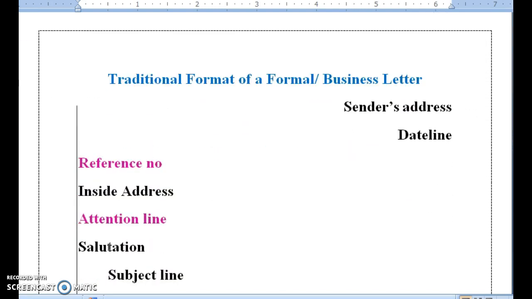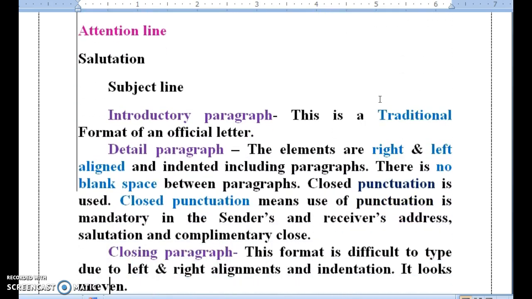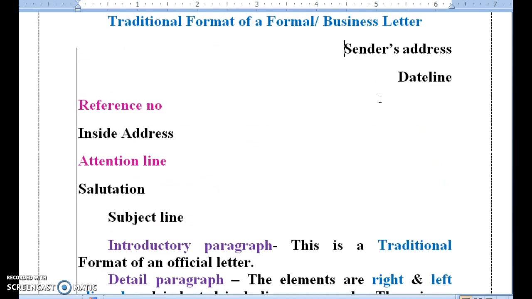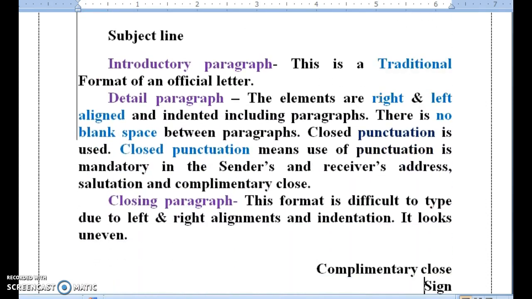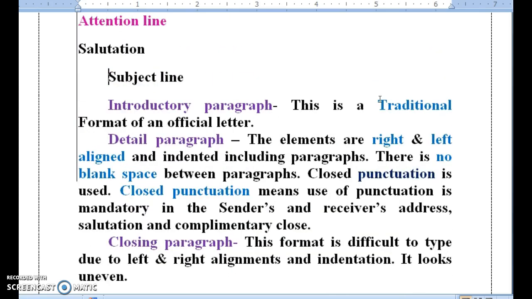Now when you look at this traditional format, you see that some elements of the letter are right aligned. For example, the sender's address, date line, complimentary clause, and the signature block. Whereas some elements are left aligned, like reference number, inside address, attention line, salutation, and here at the end, the enclosures. Now coming to the subject line and the main body of the letter, these are written away from the margin, right?